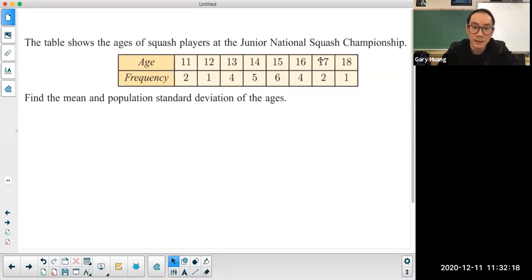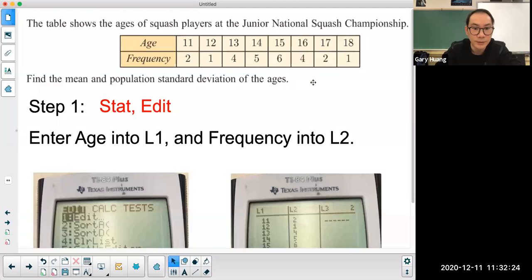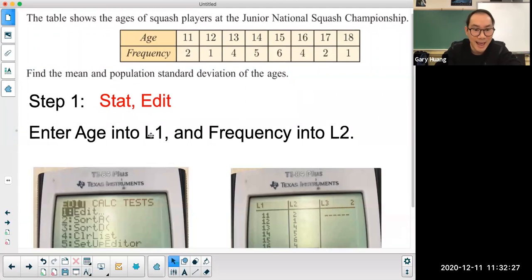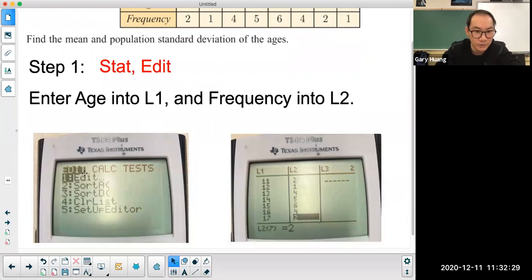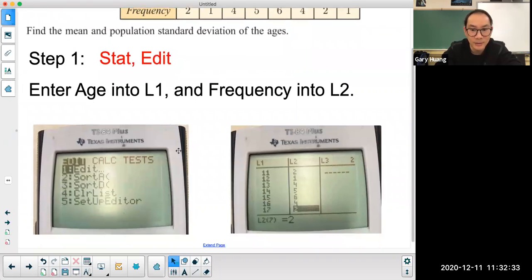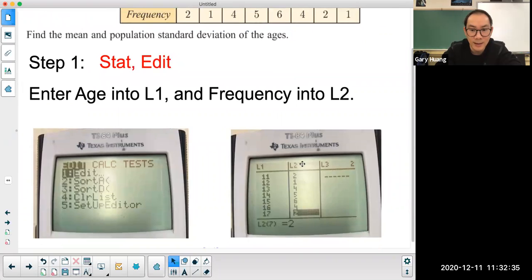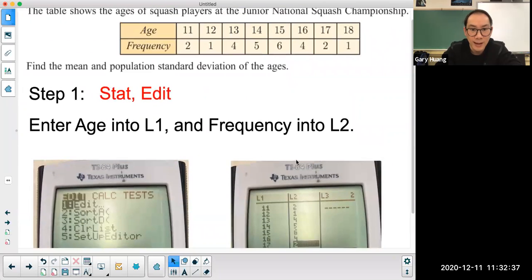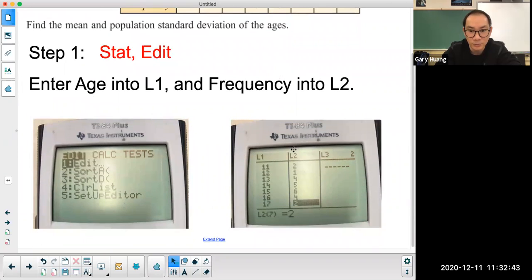But there's another way of entering such data into the graphing calculator. What you do is you press Stat, Edit on your calculator, which will bring you to the screen. And you're going to go into L1 and L2, where you enter the age into L1 and the frequency into L2, like this.